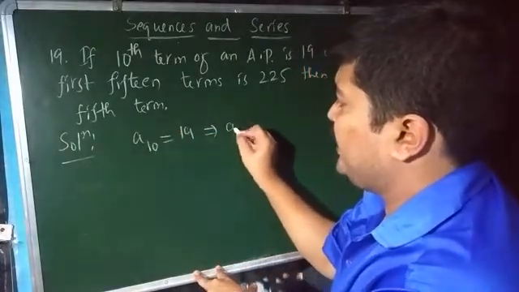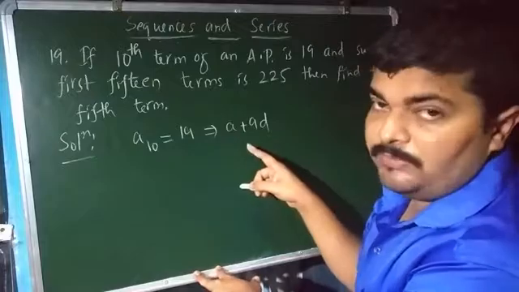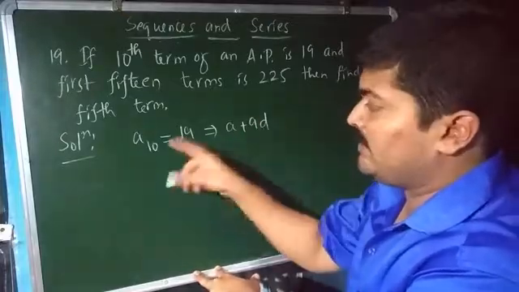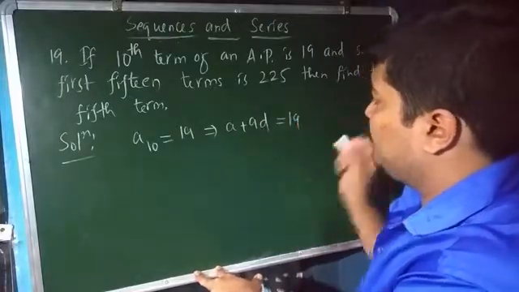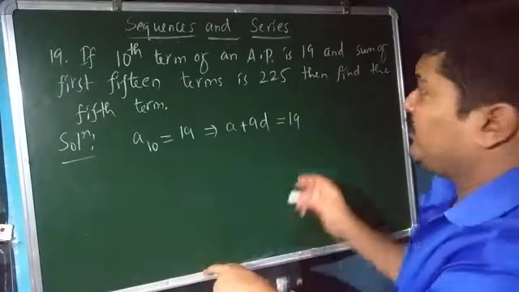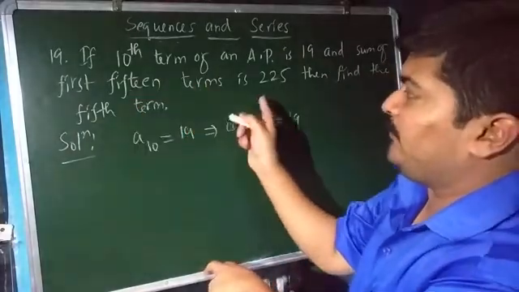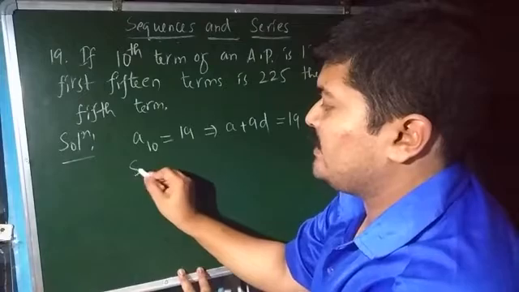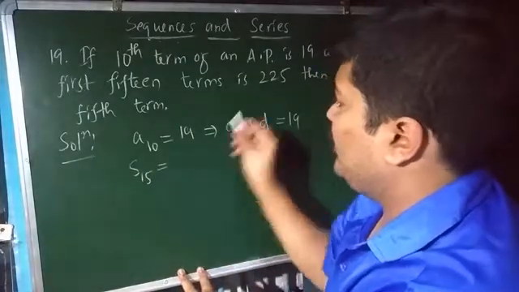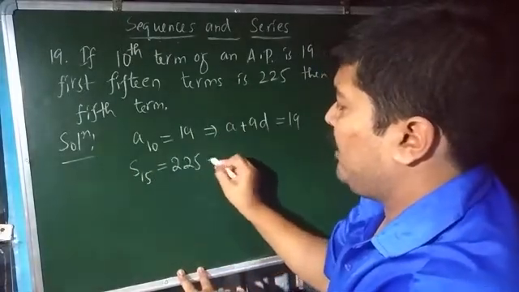That implies A plus 9 into D. You get n minus 1 into D, put n is equal to 10, that is equal to 19. Keep it as it is. Next one, sum of the first 15 terms. That implies S15 is equal to how much they have given? 225 they have given, isn't it?